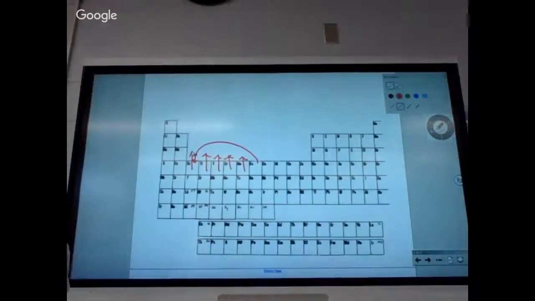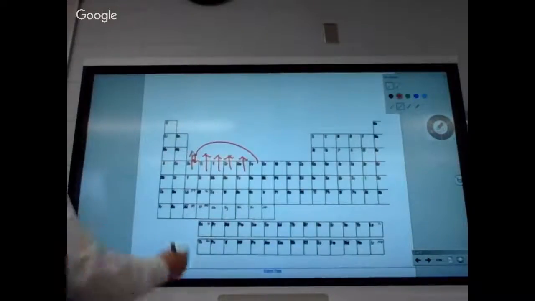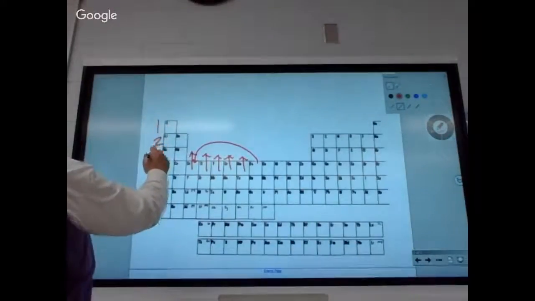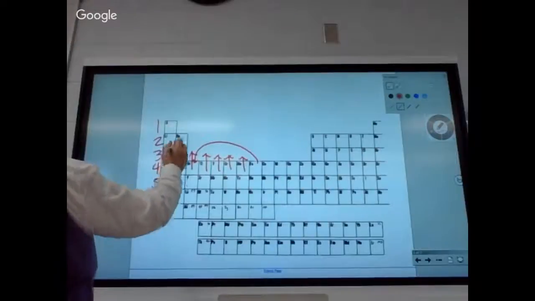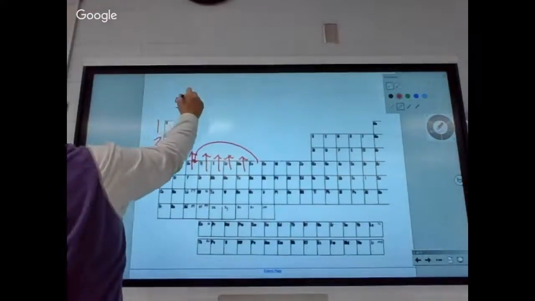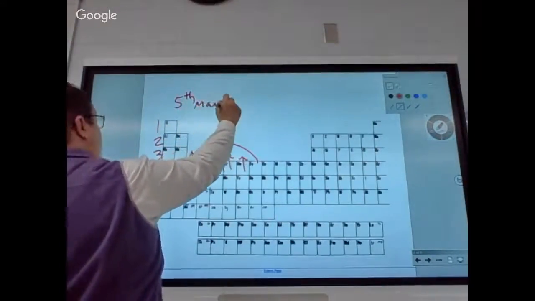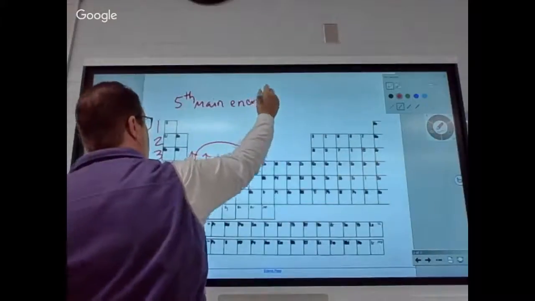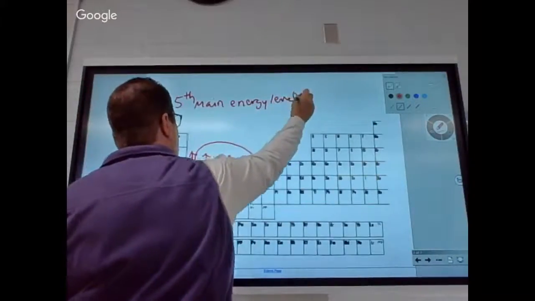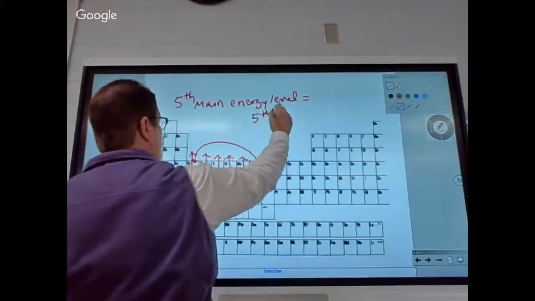All right. The element with the dot symbol that consists of 5 dots in the 5th main energy level. What do they mean when they say the 5th main energy level? N equals 5. Okay. It also means the 5th period. So when they say the 5th main energy level, they mean the 5th period.